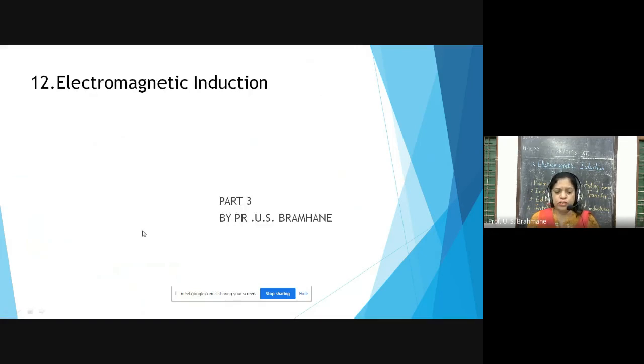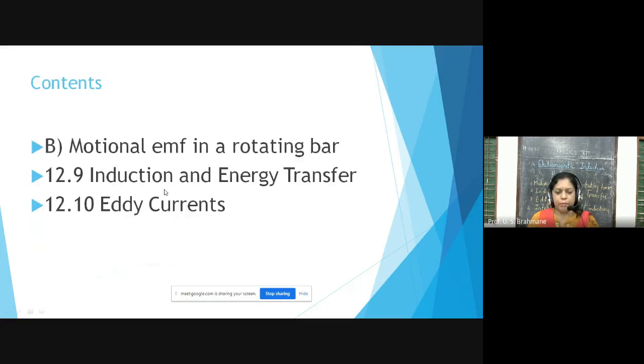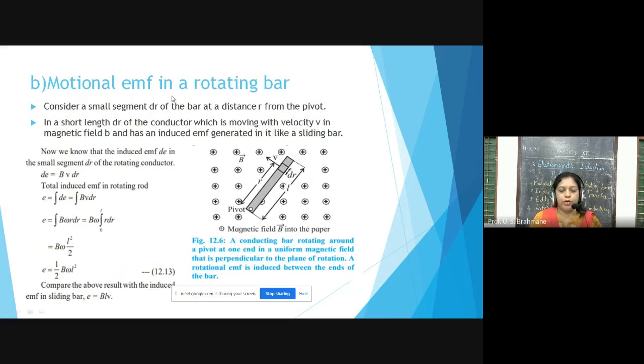Now in today's part, we are again going to see the second part of this motional electromotive force. This is the B part. That was the first A part. Now we are going to see motional EMF in a rotating bar. Now see, consider a small bar, and you're going to take a part of it, dr, and for this the EMF will be small dE, isn't it? And it is moving with speed v.